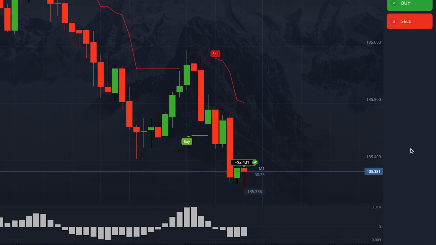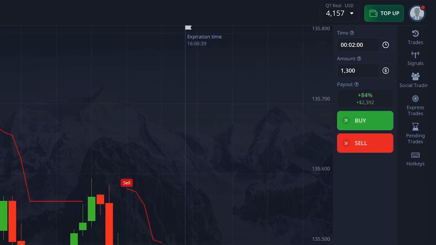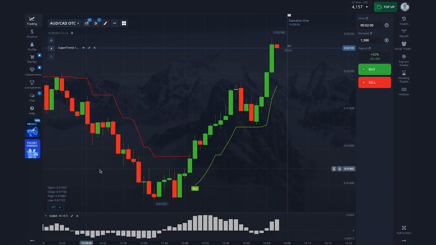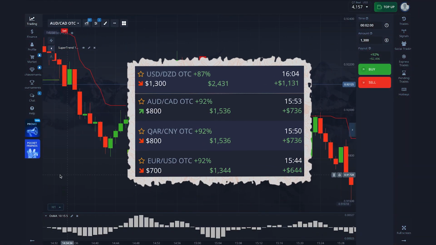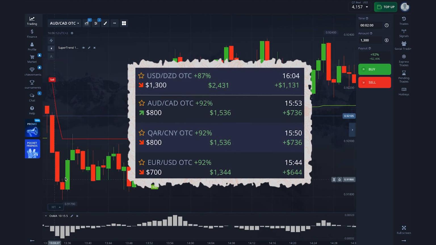I end the day with an increase of $1,131. The balance reaches $4,157. Let's summarize the results. The balance increased from $910 to $4,157. It turned out to be a wonderful day.